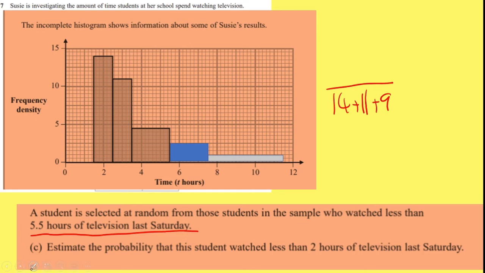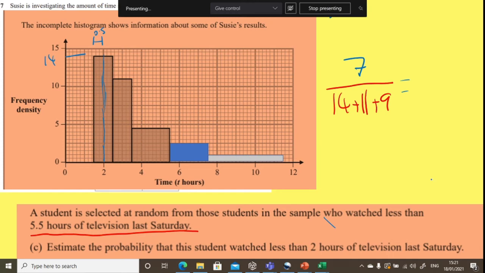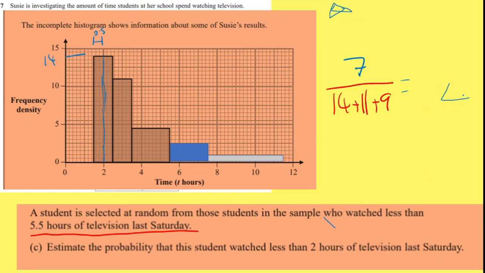Now we want the probability that is less than 2 hours. So less than 2 hours is actually exactly halfway between that on there. Okay. So essentially this has got a height of 14, yeah, which is there, and I think that length there is estimated to be 0.5. So there's only 7 people who are less than 2 hours. So 14 plus 11 plus 9 is 34. So it's going to be 7 over 34. Type into my calculator, and that stays as it is. Okay.